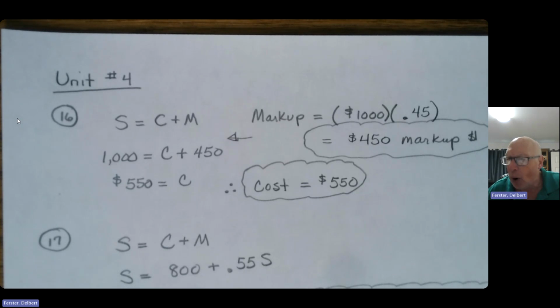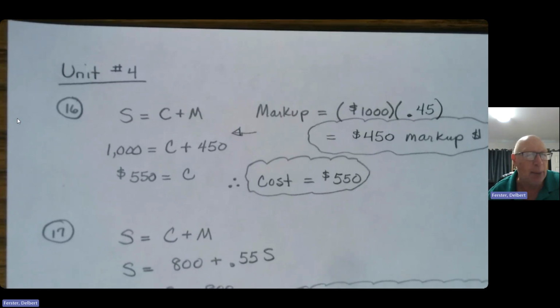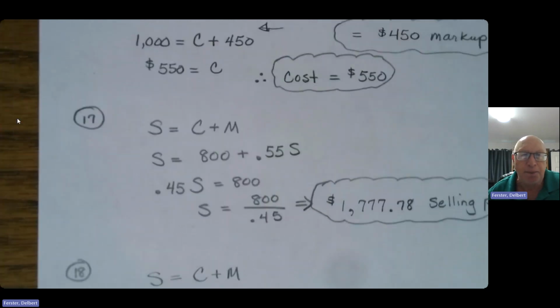So in this case, since we know both of those numbers, we can calculate the dollar value of that markup by simply multiplying 1,000 times 0.45. So this problem involves a $450 markup. So if you're asked to find the cost, you're simply going to plug in those values, solve that little equation for C by subtracting 450 from both sides. And you realize in problem 16, his cost for the TV was $550. He marks it up $450, sells it to someone walking into the store for $1,000, and problem 16 is done and in the books. Problem 17.